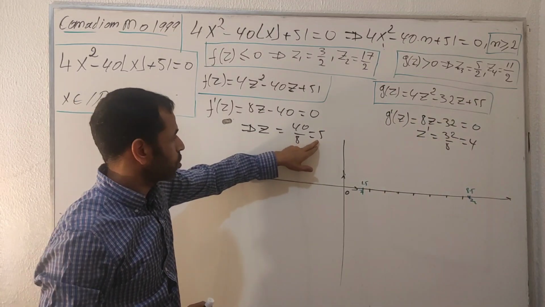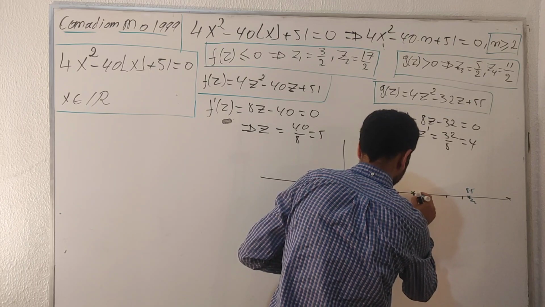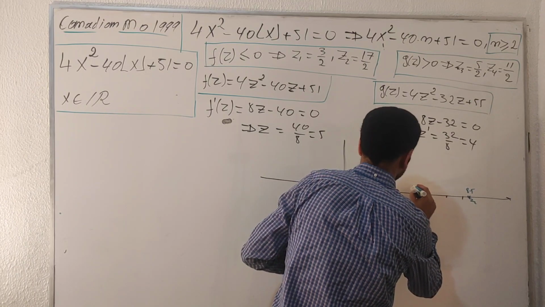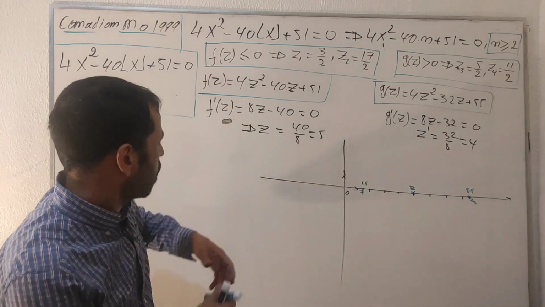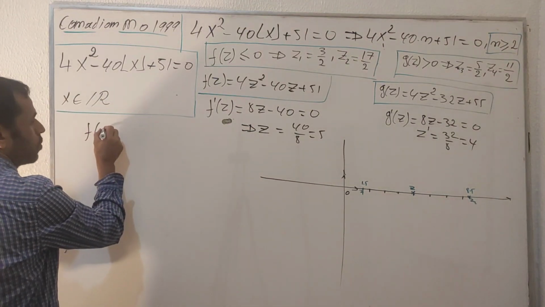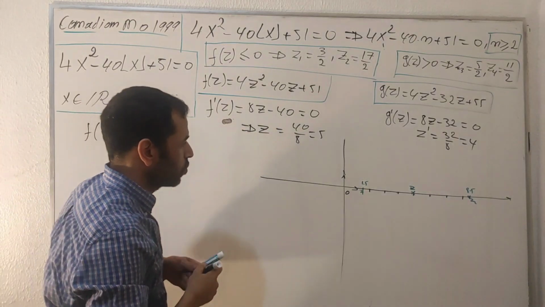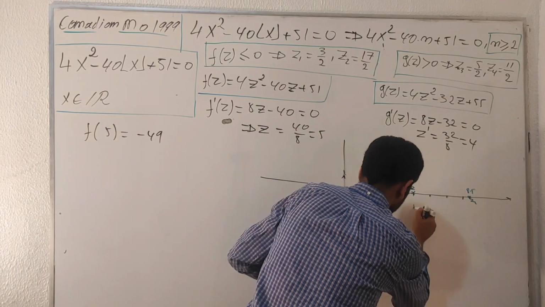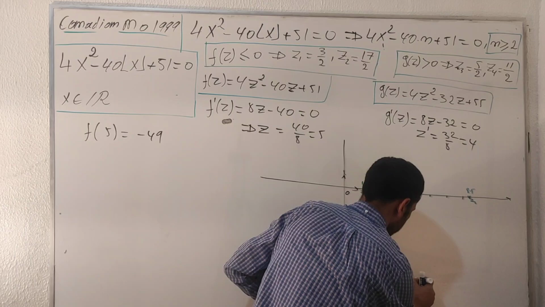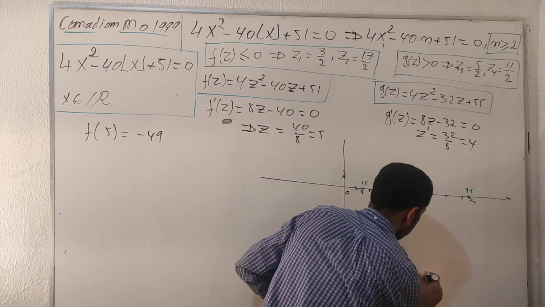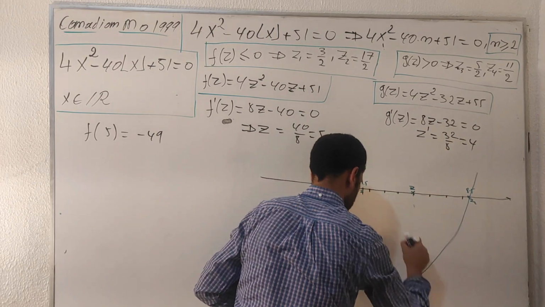For the critical points for this function, I get number 5. This is z. This is the solution for this function. So I get f of 5, which is giving us minus 49. Okay, minus 49 will be all the way down around here. For example, I will have an upward-facing parabola. So this is the general picture for this one.